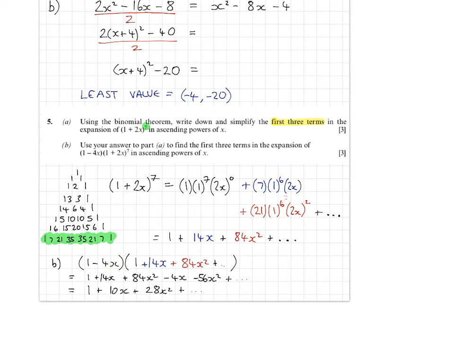But because it wants the first 3 terms, I've spotted I'm going to have 1, then a constant, well, then an x term, then an x squared term. That's going to give me an x cubed term, so I haven't even bothered working that out because I know that will clearly be the 4th term, and it only wanted the first 3 terms. So that's how I got my answer there.